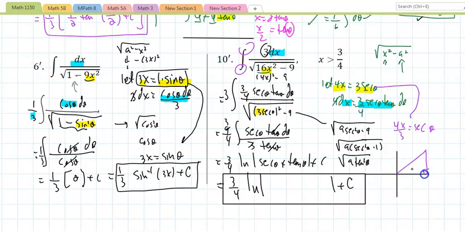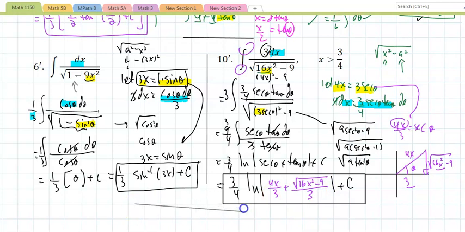So I am in quadrant 1. Again, this is the hypotenuse over the adjacent. That makes this the square root of 4x when you square it, 16x squared minus 9. So I want the secant. That's the hypotenuse over the adjacent. Tangent is the opposite over the adjacent. And that would be my final answer. I want to tackle one more of those.